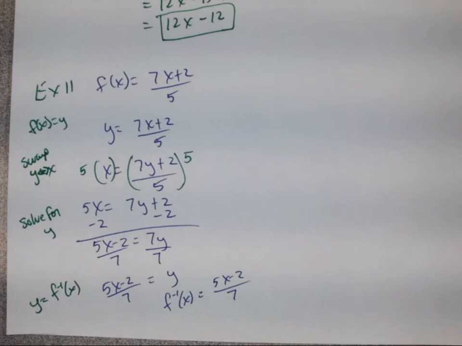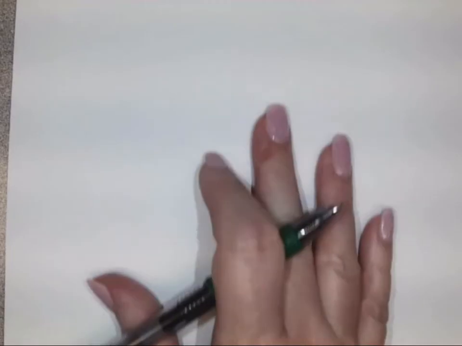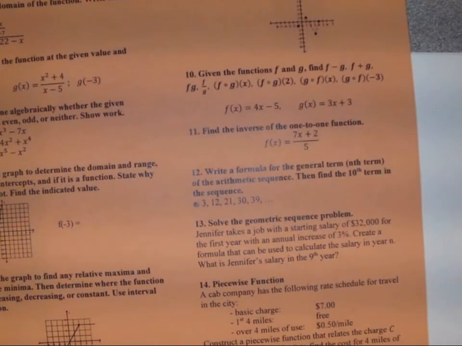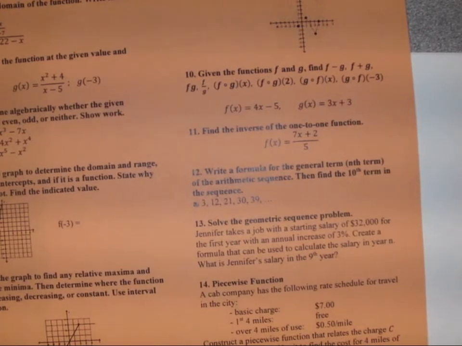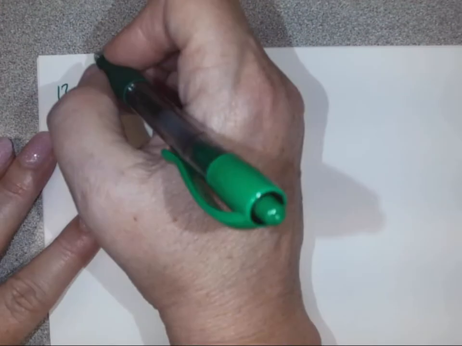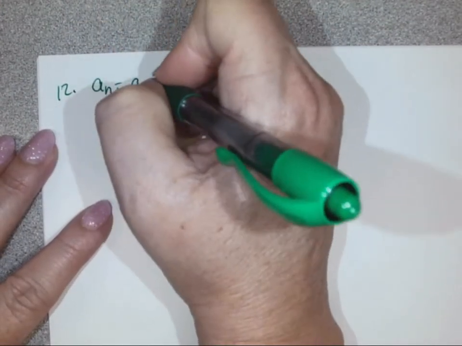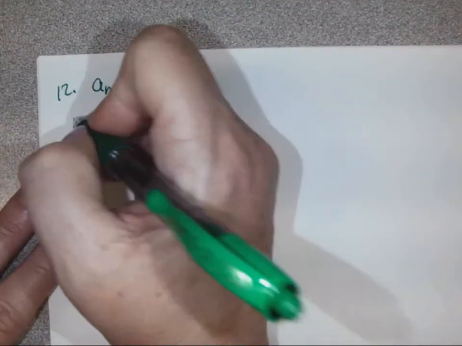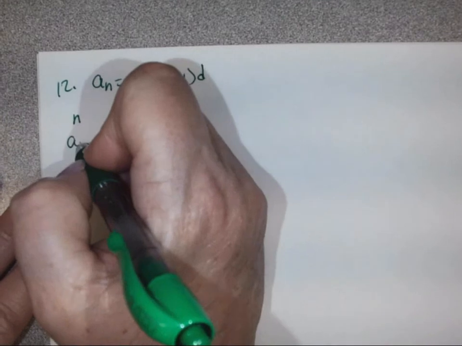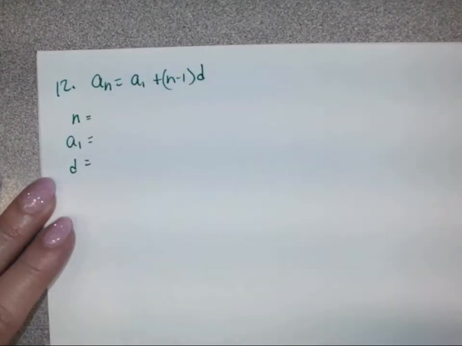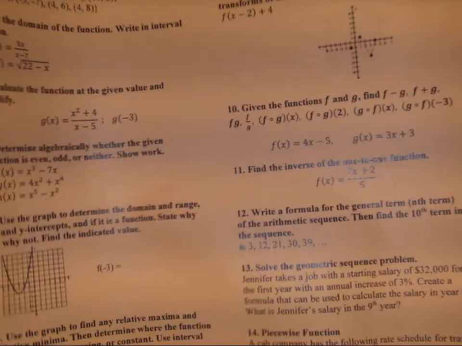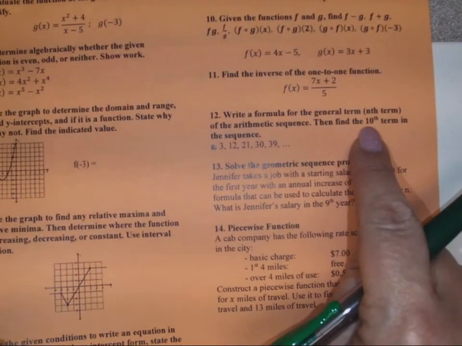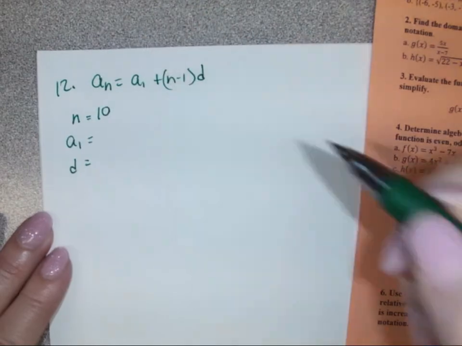All right, our next question is number 12. For number 12, we are writing a formula for the general term, the nth term of the arithmetic sequence, and then find the 10th term in the sequence. So remember our formula here is a sub n equals a sub 1 plus n minus 1 times d. So we need to know what n is, we need to know a sub 1, and we need to know d. So the first thing we know is they want us to find the 10th term. That means our n is equal to 10.